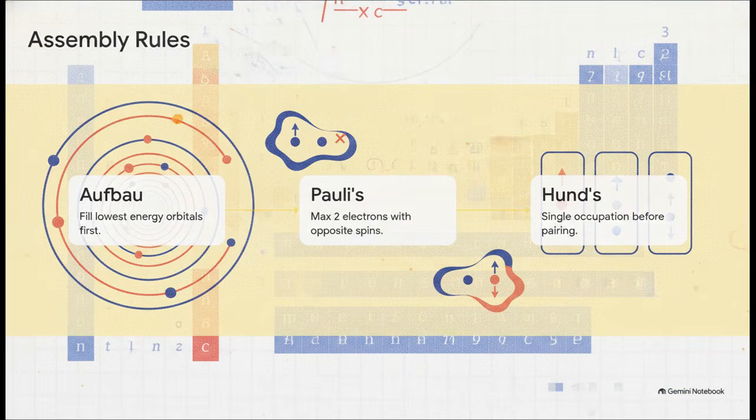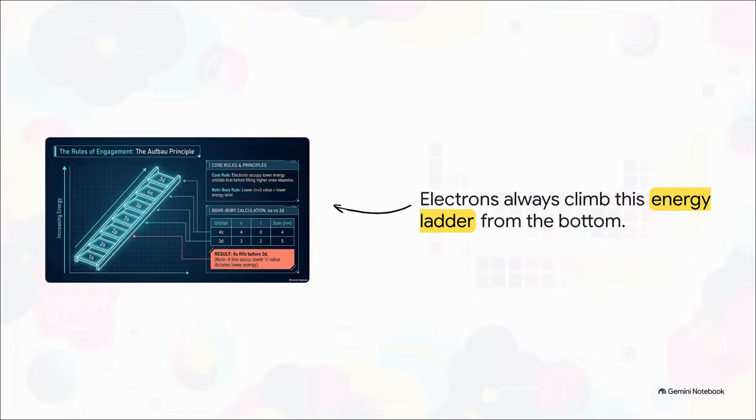There are three incredibly strict constraints that govern how electrons actually fill these probability spaces around a nucleus. The Aufbau principle, Pauli's exclusion principle, and Hund's rule. Let's break these down. First up is the Aufbau principle. The easiest way to understand this is simply to remember that electrons are inherently lazy. They will always climb the energy ladder to occupy the lowest energy orbitals first before moving up.